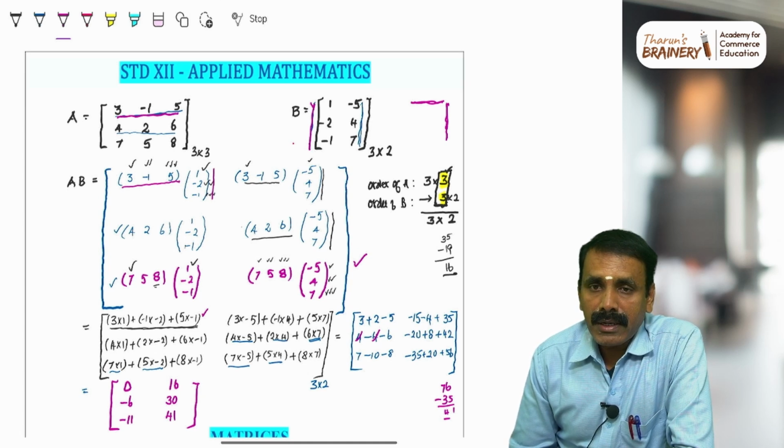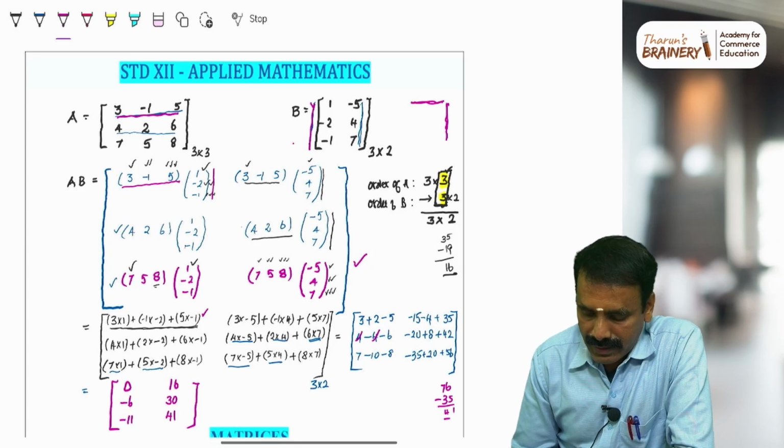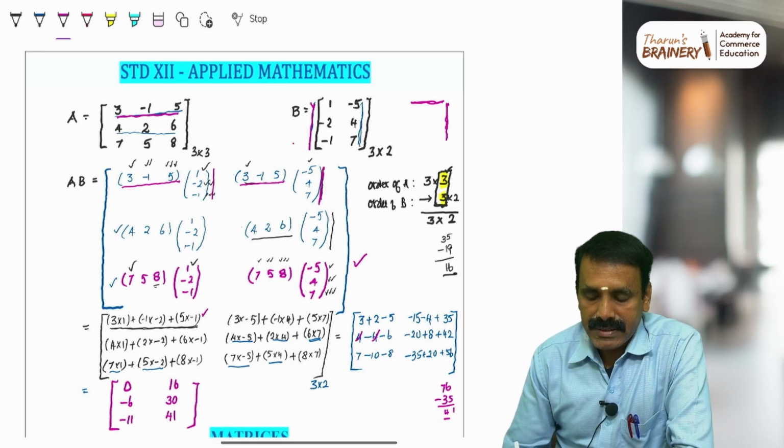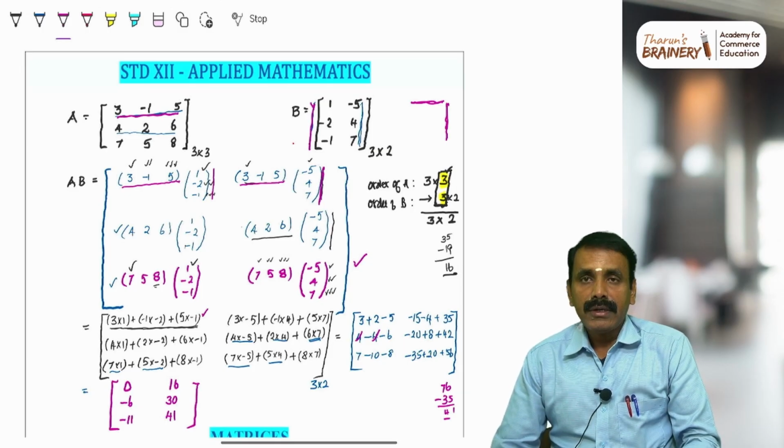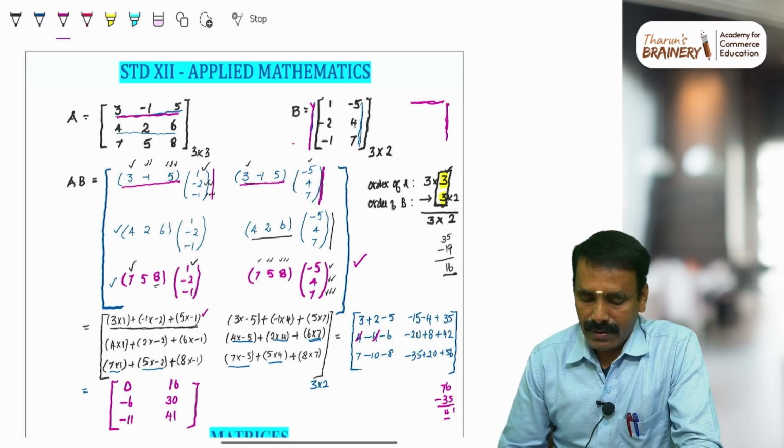First row, second column element. For that, we have to multiply the first row of the first matrix with the second column of the second matrix. So we have to follow this procedure to find the product of the two matrices. Okay.